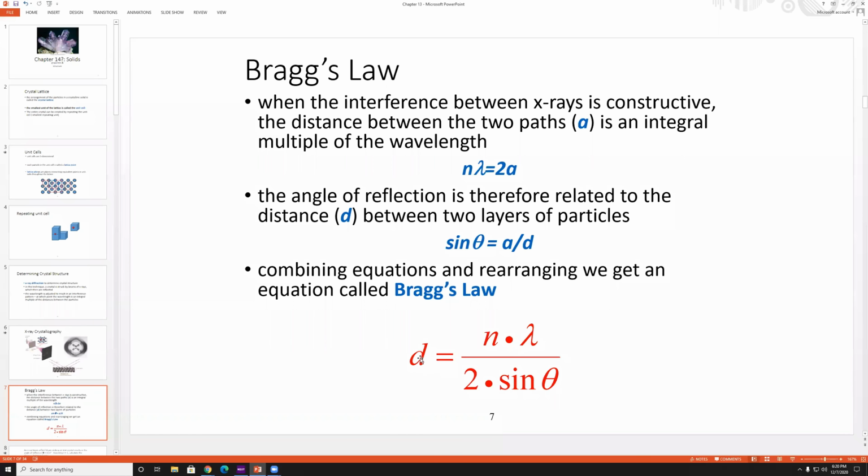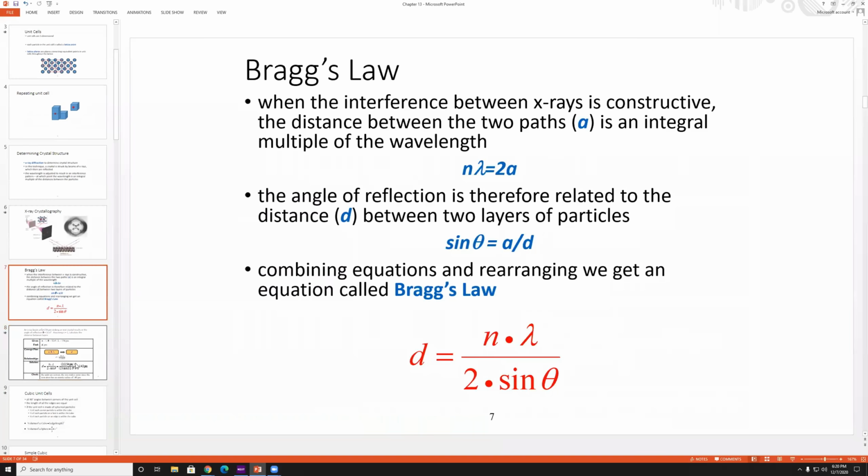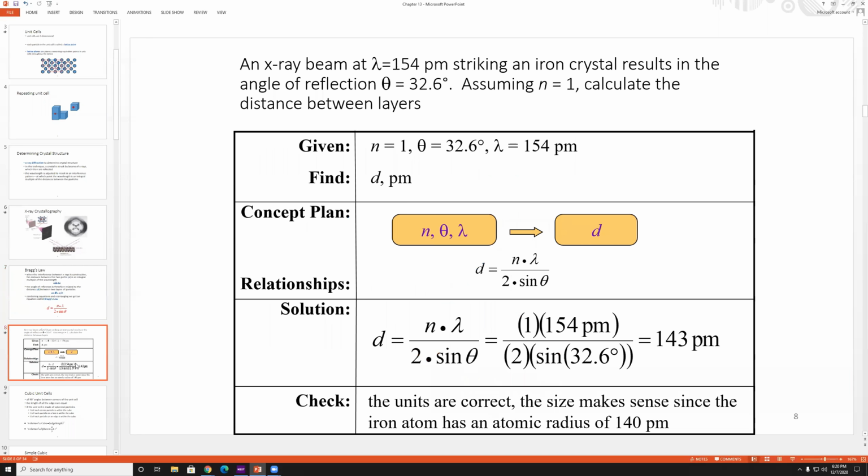So over the variables, we can look at d. d is the distance between the two layers of the particles. n is an integer, usually it's 1. Lambda is your wavelength. And then a is your distance between the two paths, which they'll give to you. And then you have sine theta. Theta is the angle of diffraction.